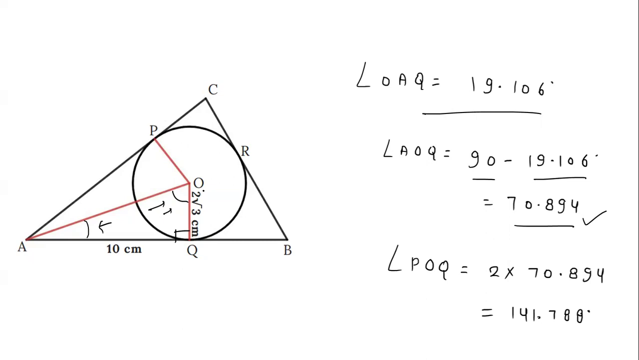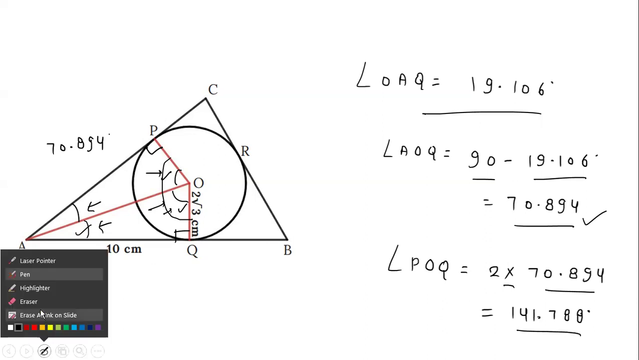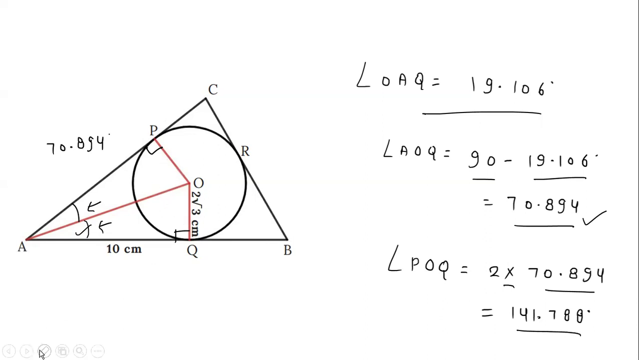So now we know this, and we also know this angle is 90, and this angle will be the same as this angle, and this angle will be the same as this angle. So this angle will also be 70.894 degree. So this total angle will come like 2 times this angle, which is 141.788 degree. So we also find this total angle as 141.788 degree, and we can now easily find the area of the sector, which is this area.